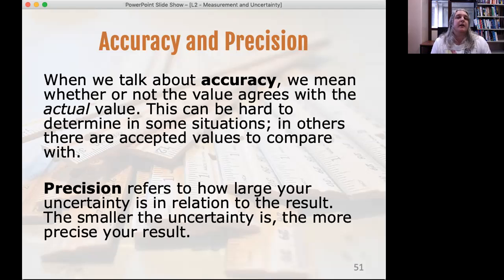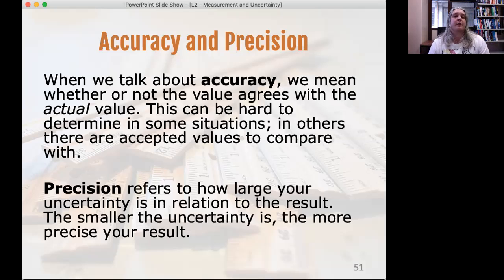Precision, in everyday language, again, accuracy and precision are often used in the same sort of way. There is a slight distinction sometimes with the way some people use them, but in physics or in science in general, there is a very clear distinction. Accuracy, as I just said, is whether or not your result is accurate. Precision refers to how large your uncertainty is in relation to the result. The smaller the uncertainty, the more precise your result.